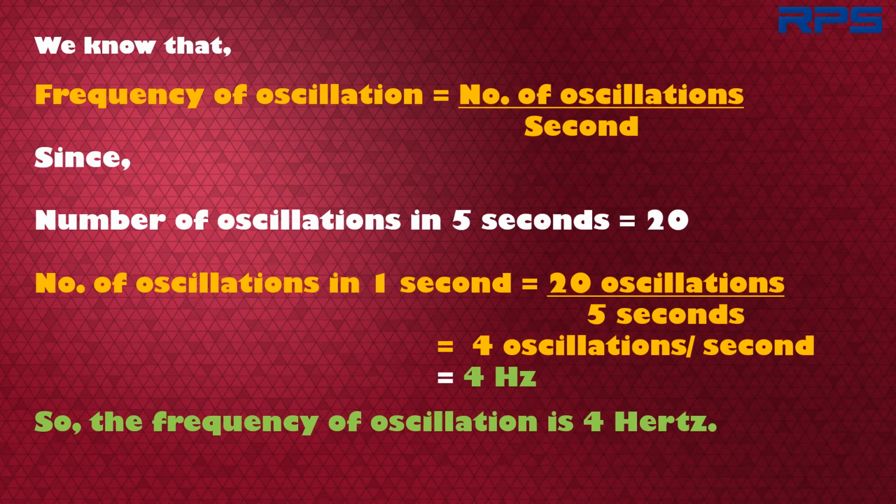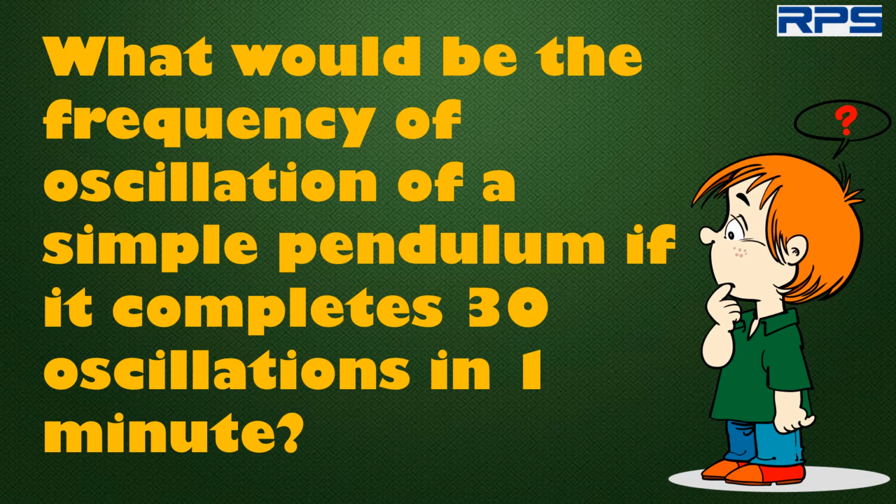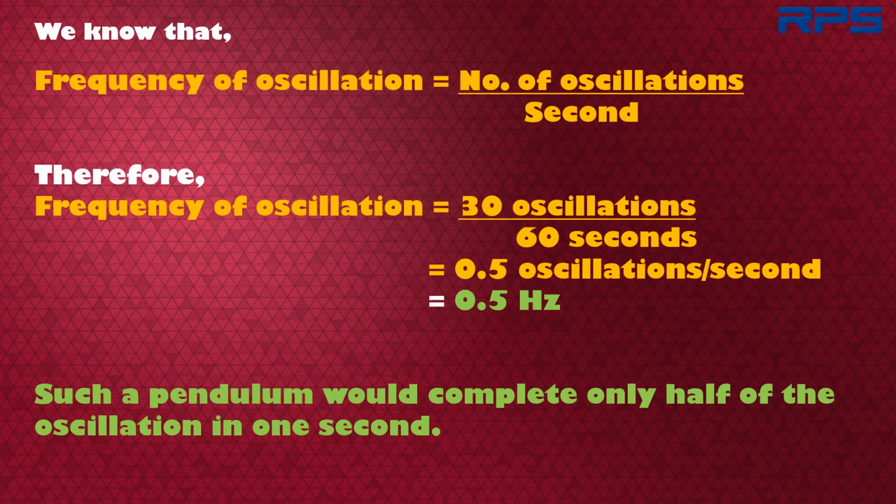Now try to answer this one. What would be the frequency of oscillation of a simple pendulum if it completes 30 oscillations in 1 minute? If your answer is 0.5 Hertz, that's the correct answer. This means that such a pendulum would complete only half of an oscillation in 1 second.